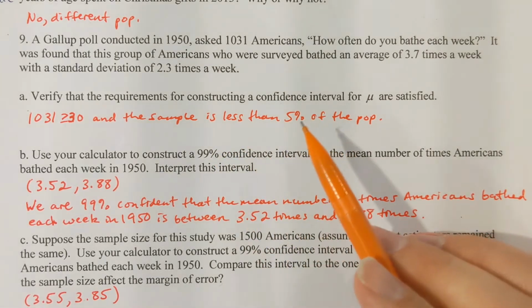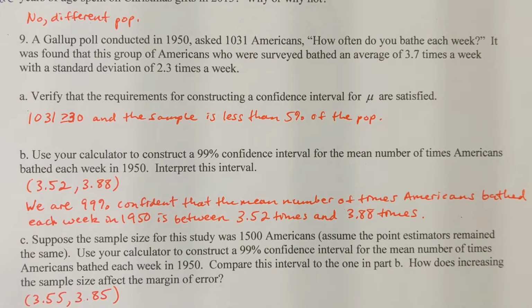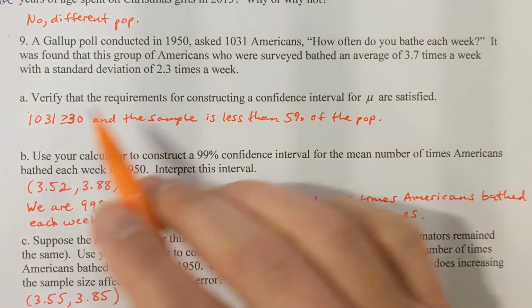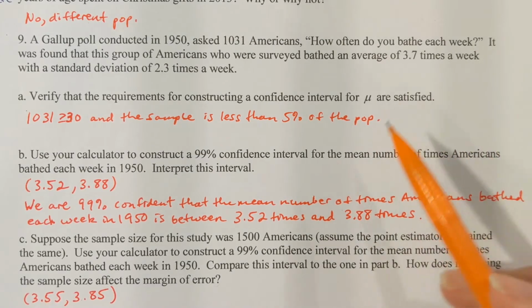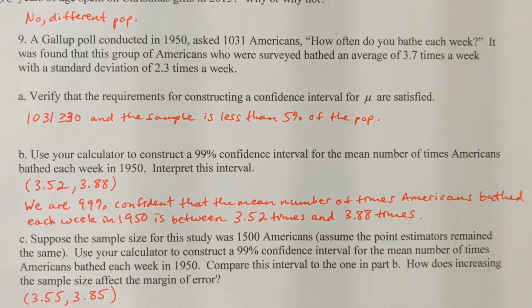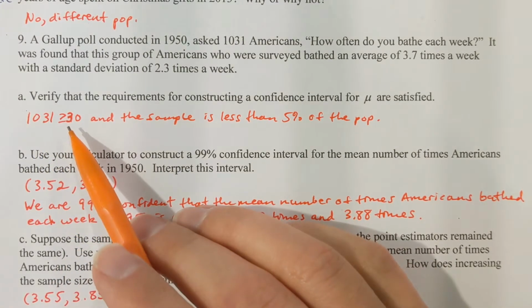We're going to verify that we can do that first in part A. Verify that the requirements for constructing the interval are satisfied. So the sample size is bigger than 30. Now again, they're not telling us if we have a normal distribution or not. My guess is that for this it would be, though. If you look at the number of times that Americans bathe in a given week, I think it'd probably be an average of about 3.7, as they said, and you'd be looking at something that would be roughly bell-shaped and symmetric. They didn't tell us that, though, but we're still all good with the first condition there.